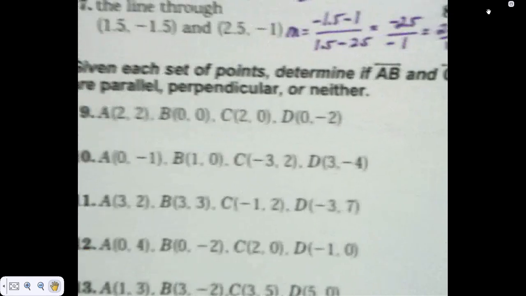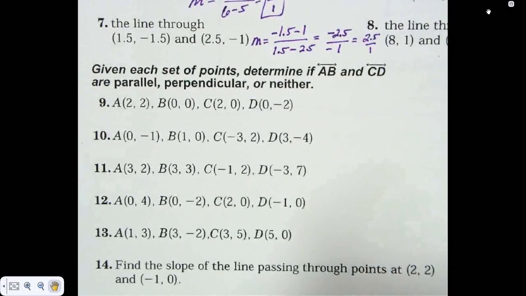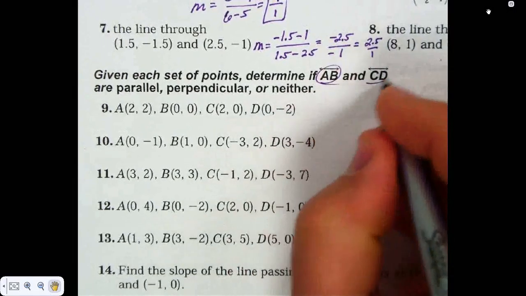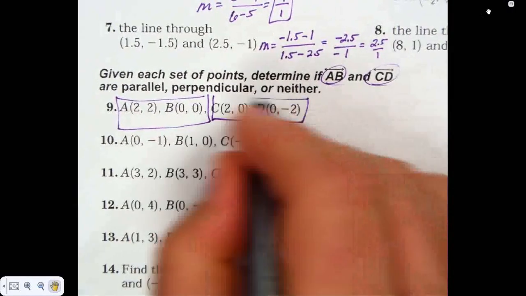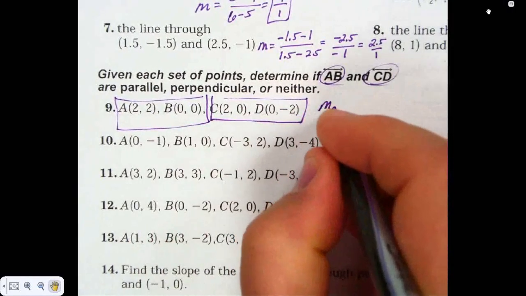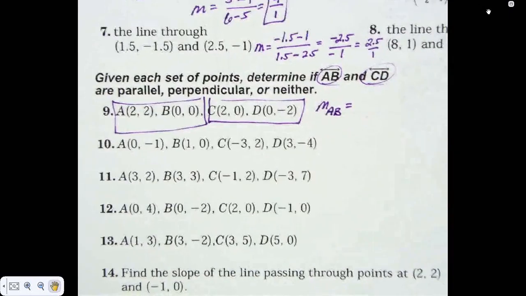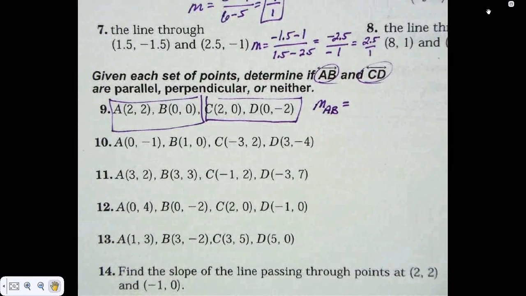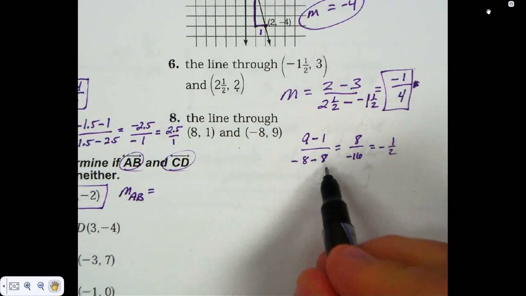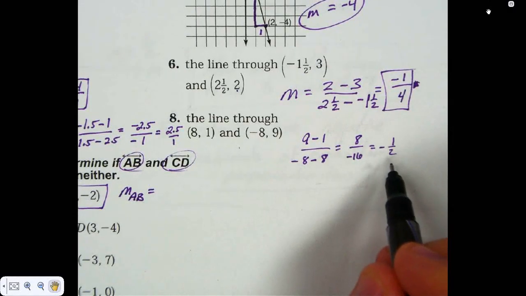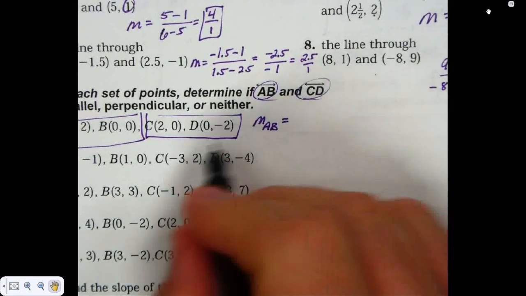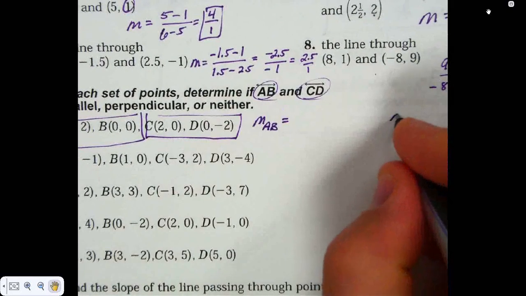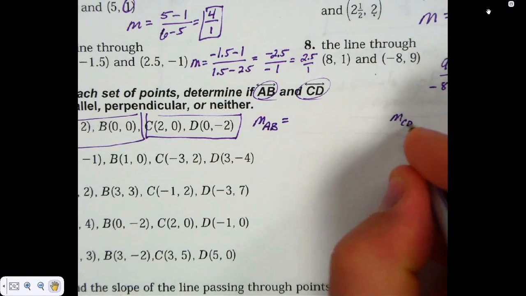Now, on number 9, they want to know how AB relates to CD. So you have to find the slope of that line, and you have to find the slope of that line. So the slope of AB. And I better see this on your paper. All these slopes, I want to see the original put into there. Okay? I want to see everything. Got it? So for a problem like this, like two of the other problems, I need to find the slope of AB and the slope of CD.